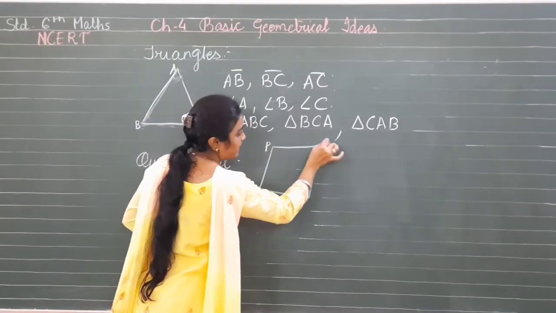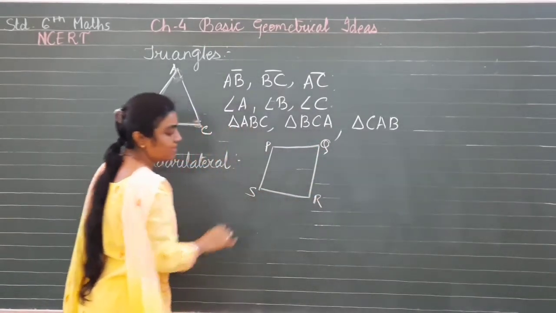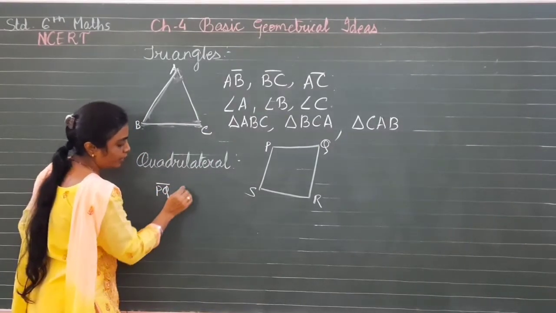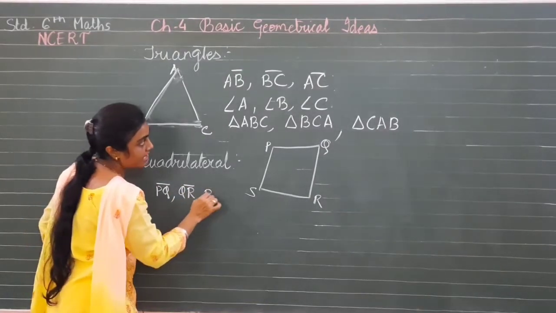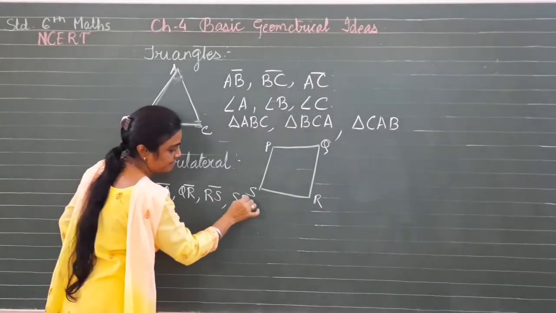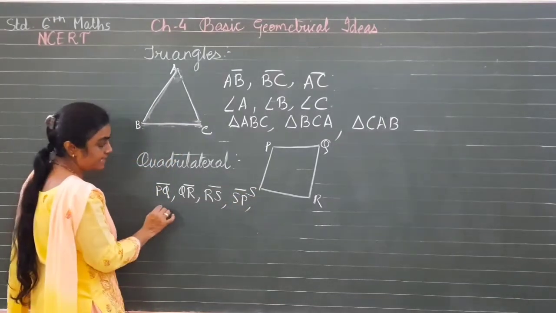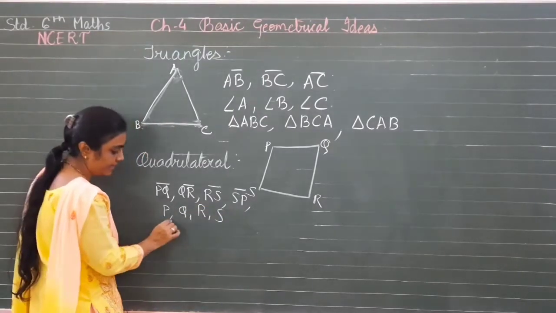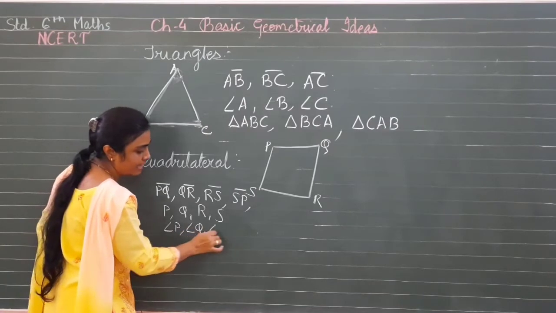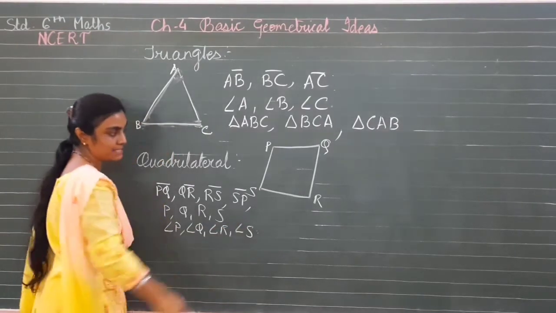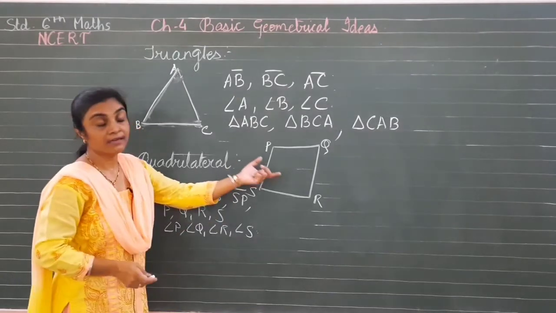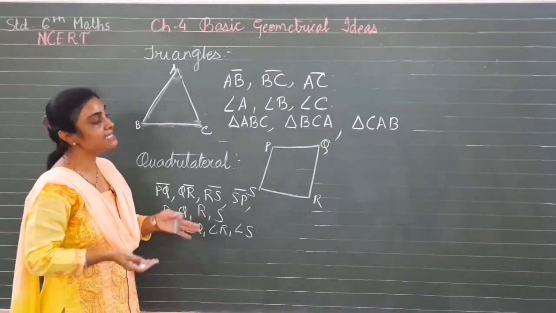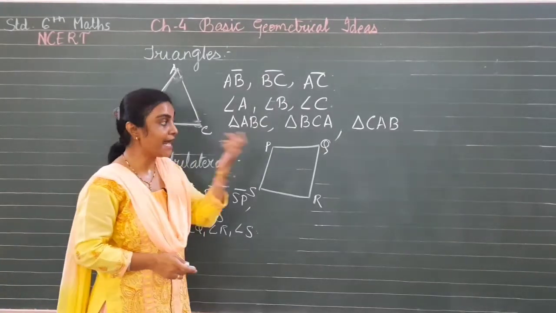Let us name it PQRS. Again, in a quadrilateral there will be 4 sides: PQ, QR, RS and SP. There are 4 vertices, that is P, Q, R, S, or we can say angle P, angle Q, angle R, or angle S. Now in this quadrilateral there are opposite sides, opposite angles, adjacent sides and adjacent angles. First we will see the adjacent sides.